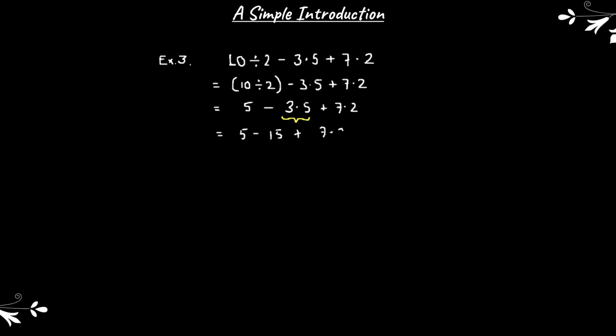So we have 5 minus 15 plus 7 times 2. Then we're going to perform the last multiplication. So we have 5 minus 15 plus 14, which is equals to, we're left with only addition and subtraction. So 5 minus 15 is negative 10 added to 14, and that finally gives us 4. Let's move on to the next problem.